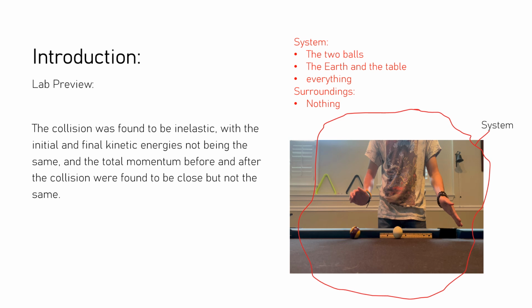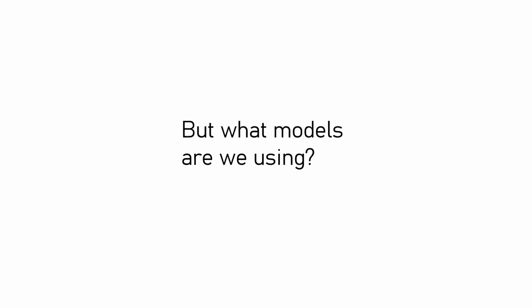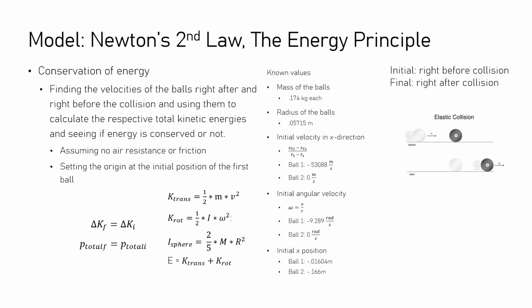Now, the system in the surroundings were the two balls, the earth, the table, and pretty much everything, and nothing was in the surroundings. But what models are we using? So the models are basically just Newton's second law and the energy principle, specifically the energy principle. So we found the velocity of the balls right after and right before the collision and used them to calculate the respective total kinetic energies to see if they were conserved or not.